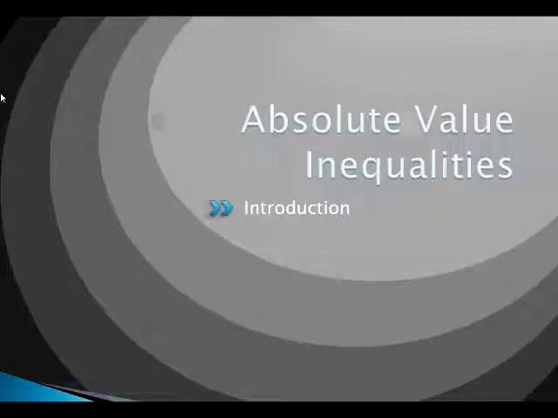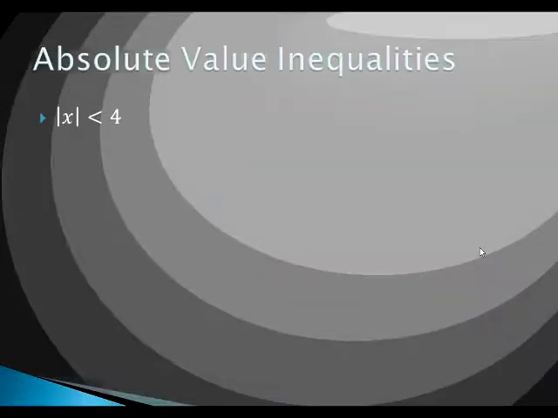Alright, now that we've done a review of absolute value equations, let's change that equal sign to an arrow and take a look at absolute value inequalities. Let's take a look at an example now. The absolute value of x is less than 4. So what can we plug in here such that its distance is less than 4 units from 0?